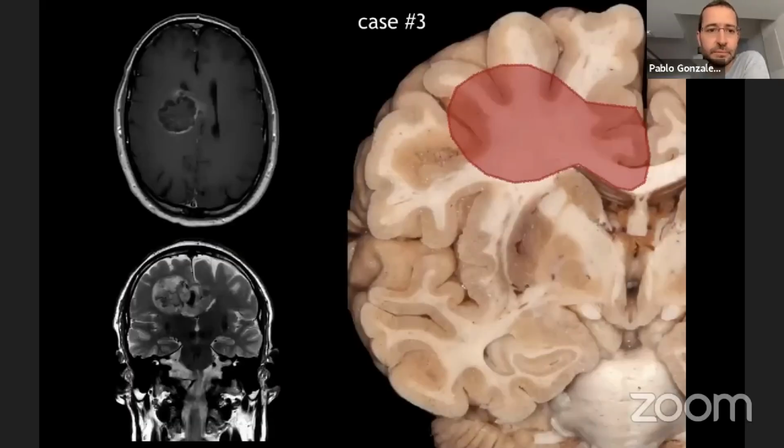Let's move more posteriorly. And let me show you this case, who is still in my ward because he came last week with some progressive hemiparesis due to the COVID.